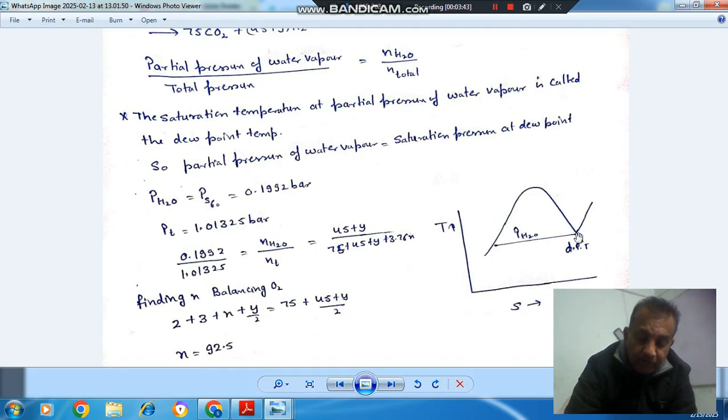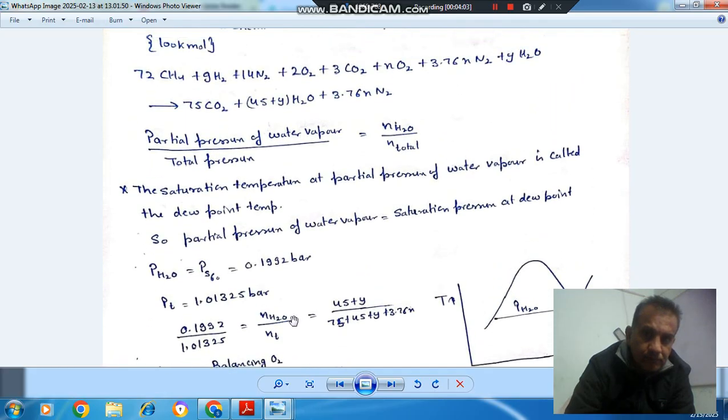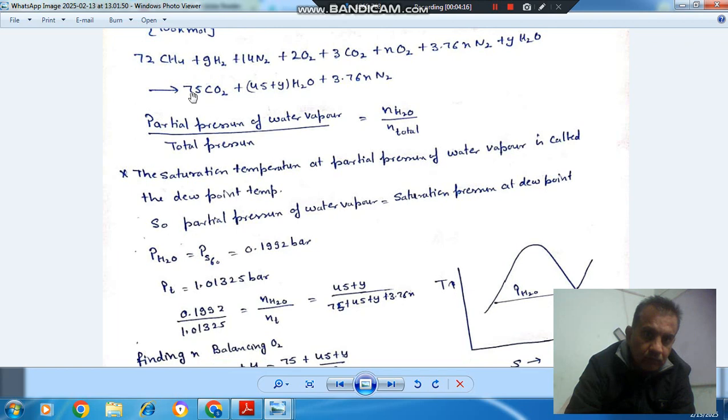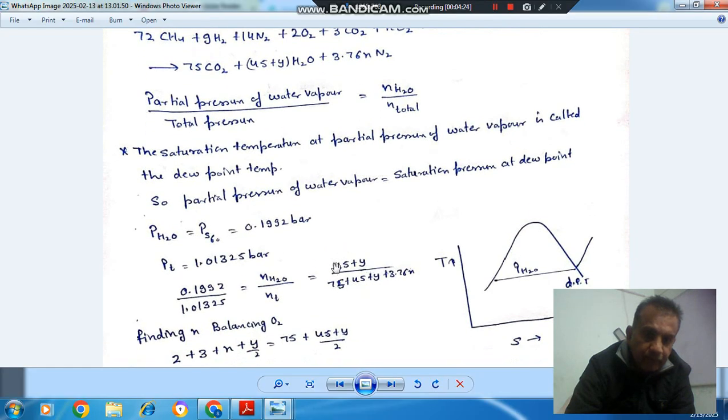So the saturation pressure at dew point temperature will be the partial pressure. That is 0.1992 bar, which is given, and total pressure is 1.01325 bar. The number of moles of H2O is 45 plus Y, and the total moles are 75 plus 45 plus Y plus 3.76 X in the end products.